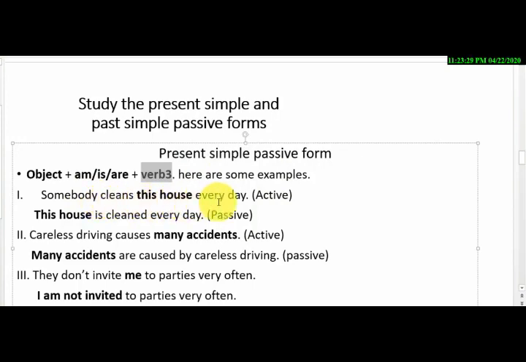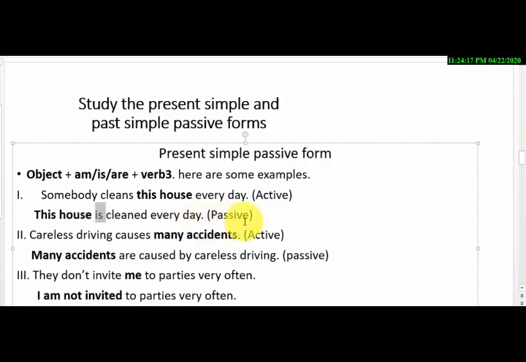Here are some examples. Somebody cleans this house every day. This sentence is present simple tense and it's an active voice. To make it passive, find the object of the sentence: this house. The new subject will be this house. It's singular, so I will use is. This house is cleaned every day.